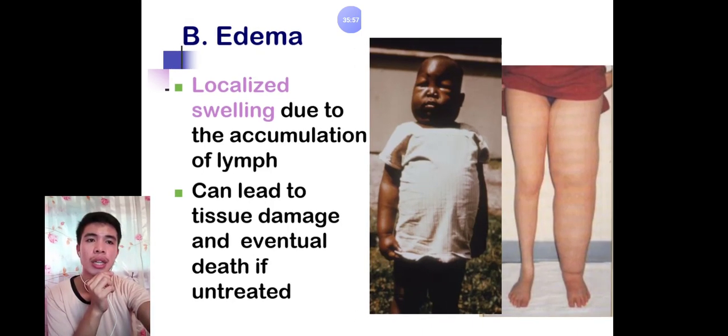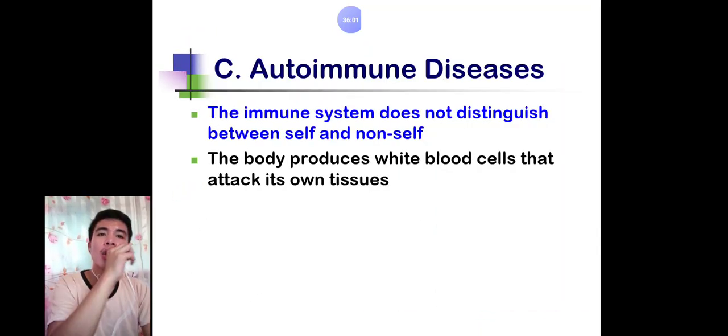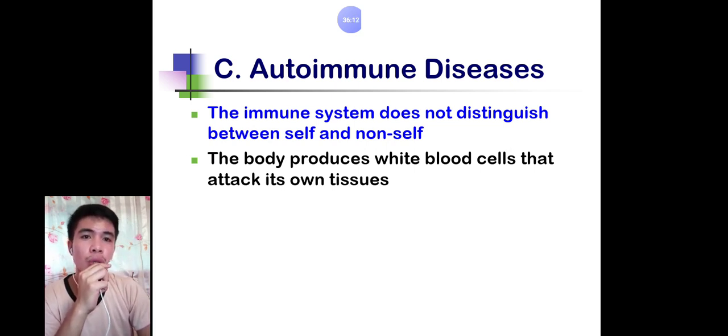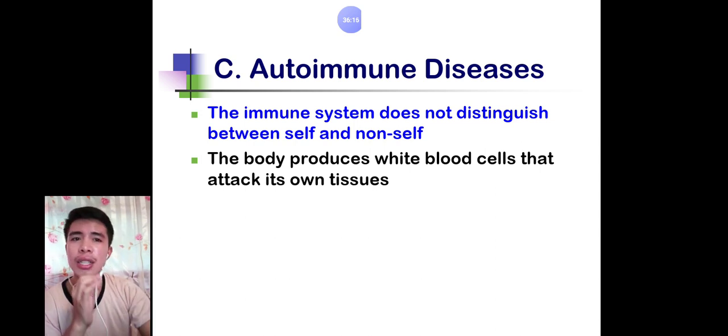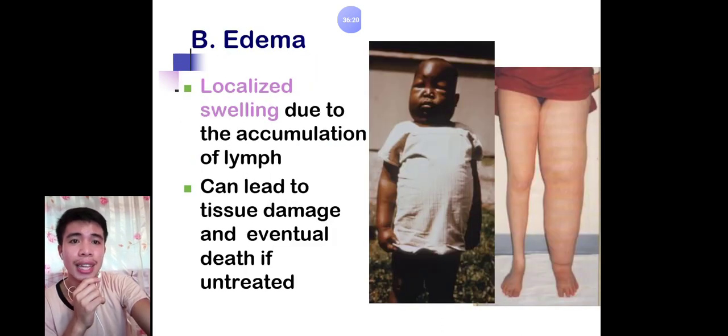Okay, next. The autoimmune diseases. So, the immune system does not distinguish between self and non-self. So, the body produces white blood cells that attack its own tissue. So, ang atong lawas is nagaproduce og white blood cells to attack its own tissues, diba? Itong mga pathogen, mga viruses, bacteria, ganon.